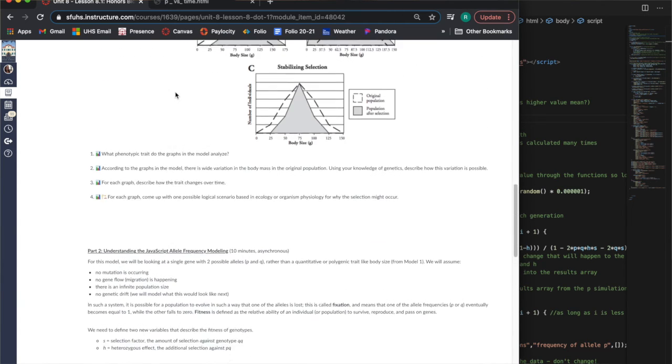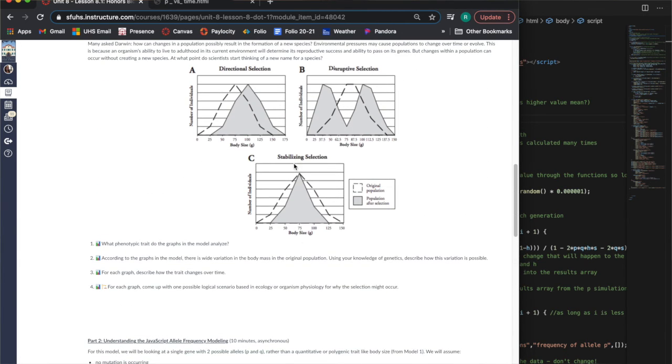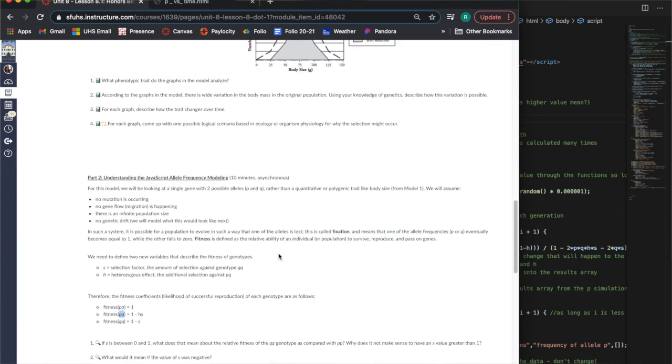So what kind of selection is occurring in this scenario? Well, we're converging in the middle, and so that one's pretty easy. We can go back here and say this must be a stabilizing selection, where the median body size, the heterozygote, is being selected for. Great.